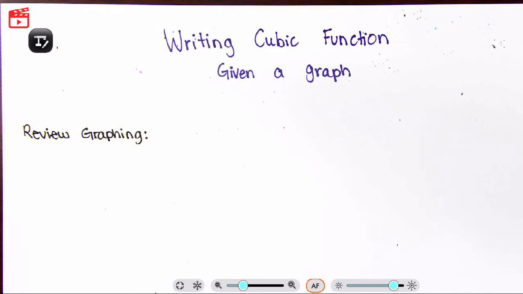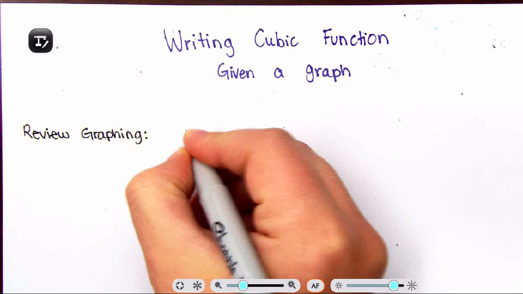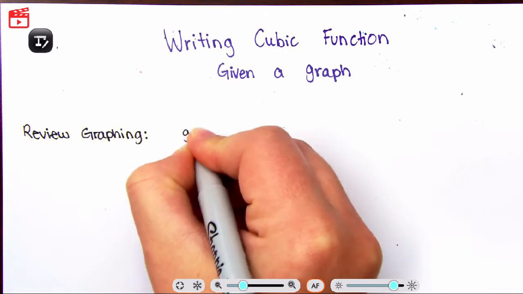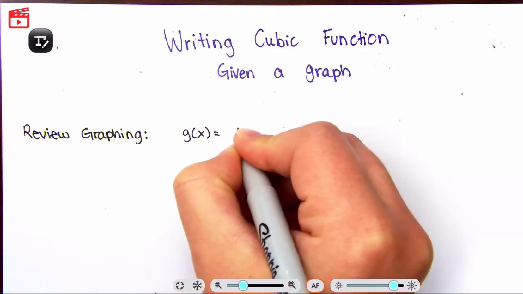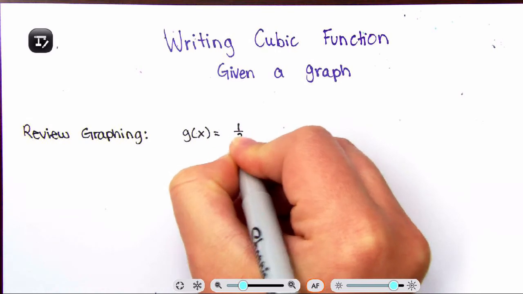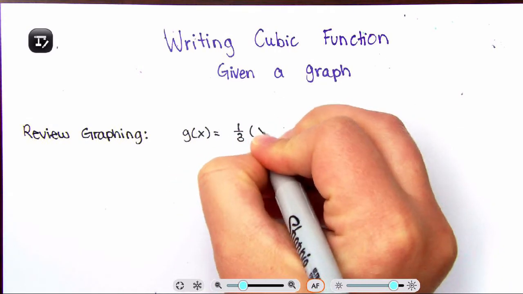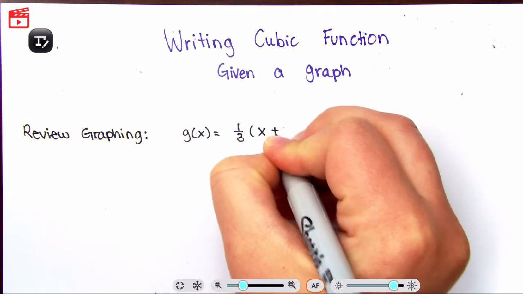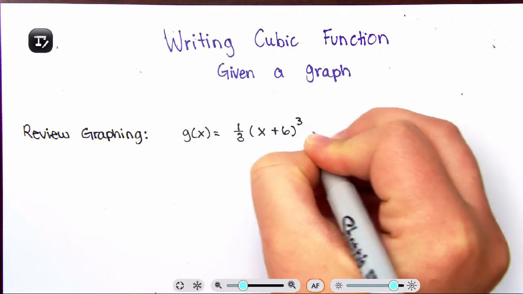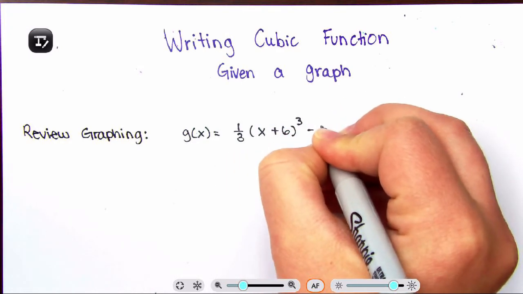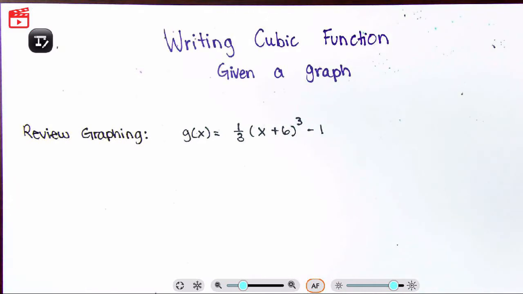Let's review graphing just a little bit. So I'm going to write out a quick cubic function. Let's do g of x is equal to 1/3 times (x plus 6) cubed, minus 1.